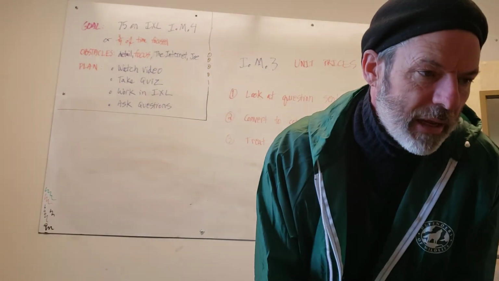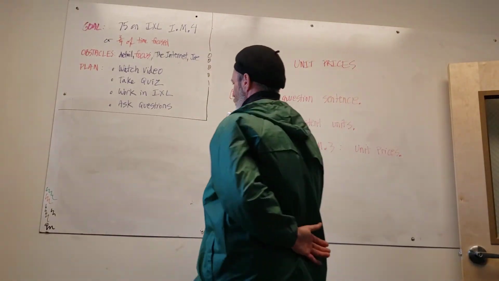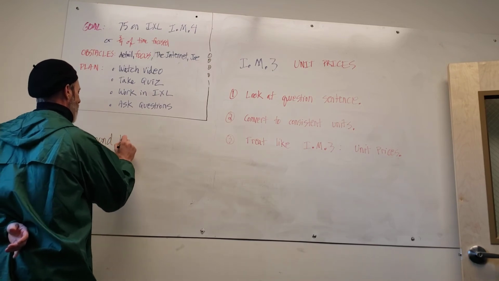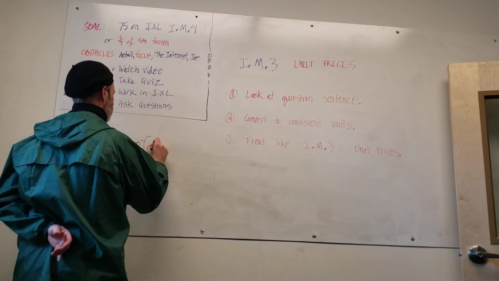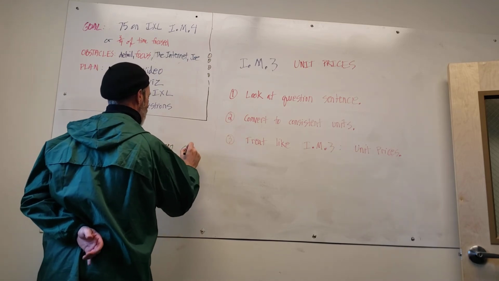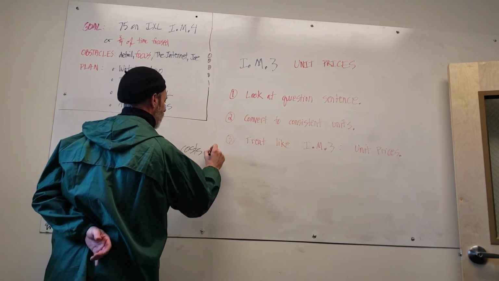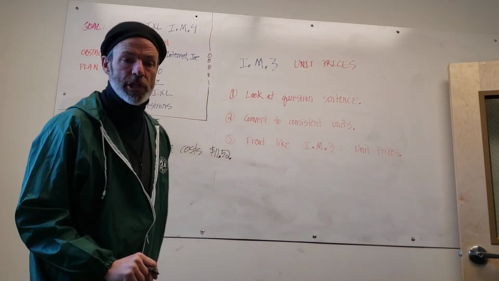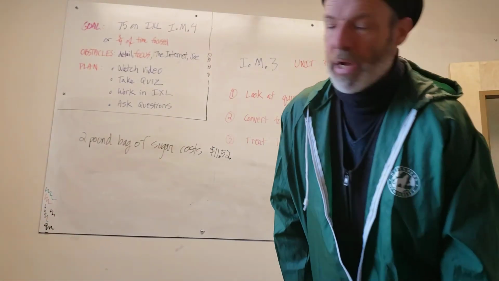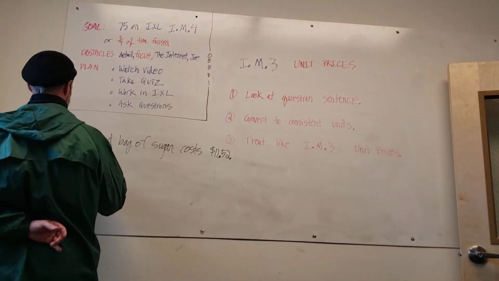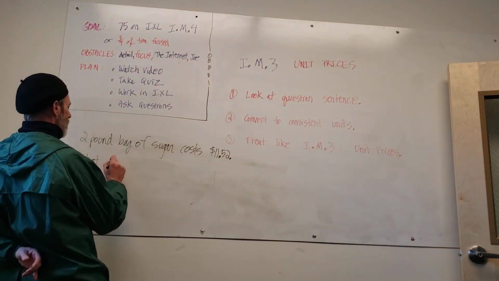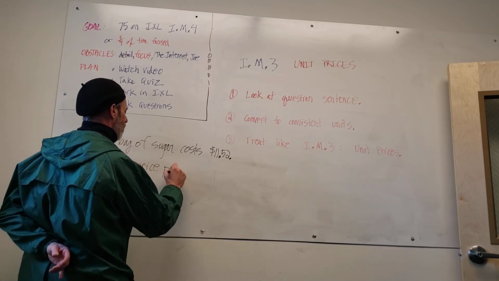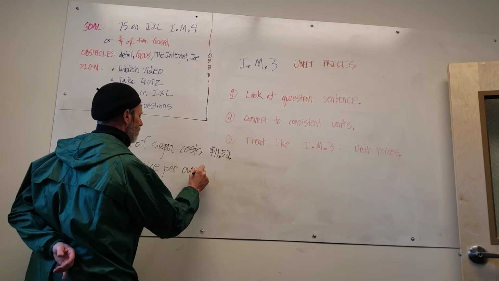A 2-pound bag of sugar costs $11.52. What is the price per ounce?